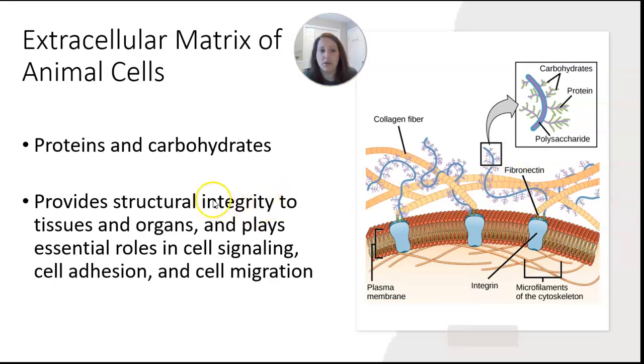Why are they there? So this structure is going to provide structural integrity to tissues and organs. It also plays an essential role in cell signaling, which is something that unfortunately we don't have time in the semester to talk about, but just be aware of that. It also provides for cell adhesion, so it allows cells to stick together or to stick to surfaces. It also allows for cellular migration. So there are some cells in your body that move around, and the extracellular matrix is going to assist in that movement. Okay?